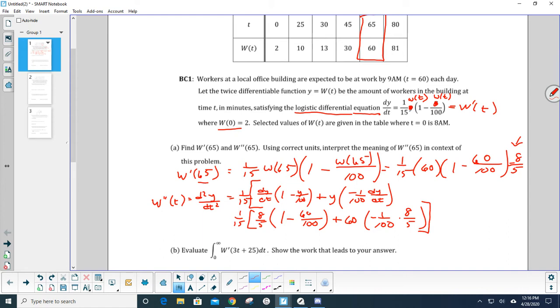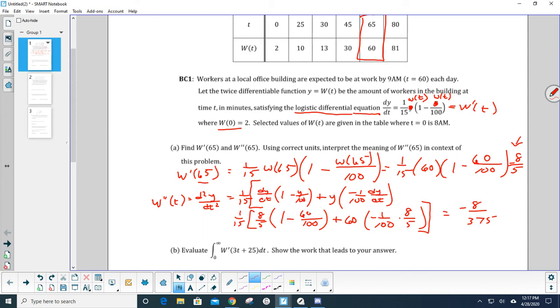Now, you know me, that makes me want to cringe. But you do not have to simplify it down. Now, if you want to simplify it down, 8 over 375. Now, it says on here, you have to find the first derivative, we did. You had to find the second derivative, we did. Now, using correct units, interpret the meaning of the second derivative. So, the second derivative at 65 means the rate of the amount of workers in the building is changing, or you can say decreasing, at a rate of 8 over 375 workers per minute, or workers per minute squared, at t equals 65.